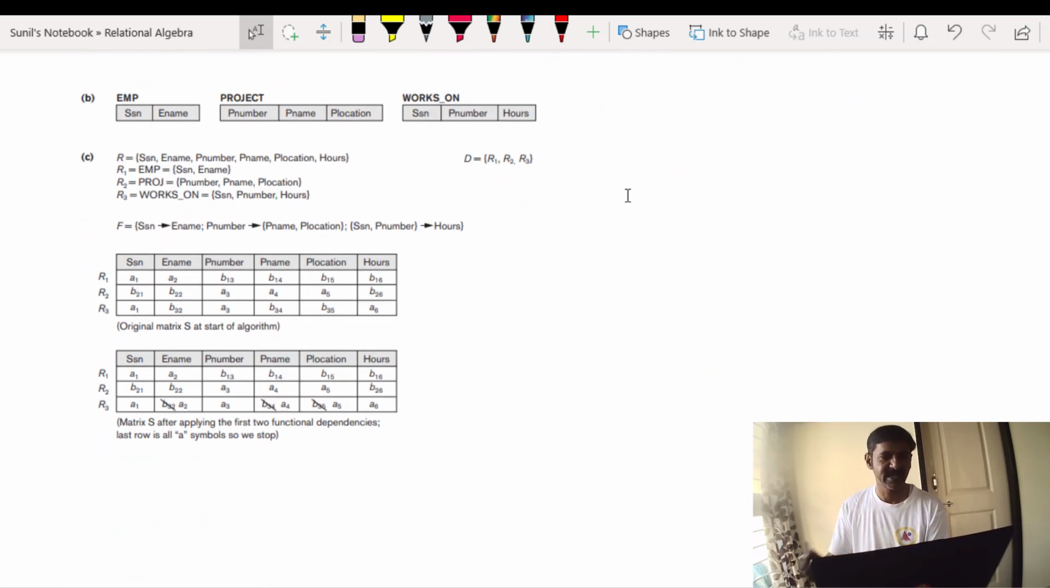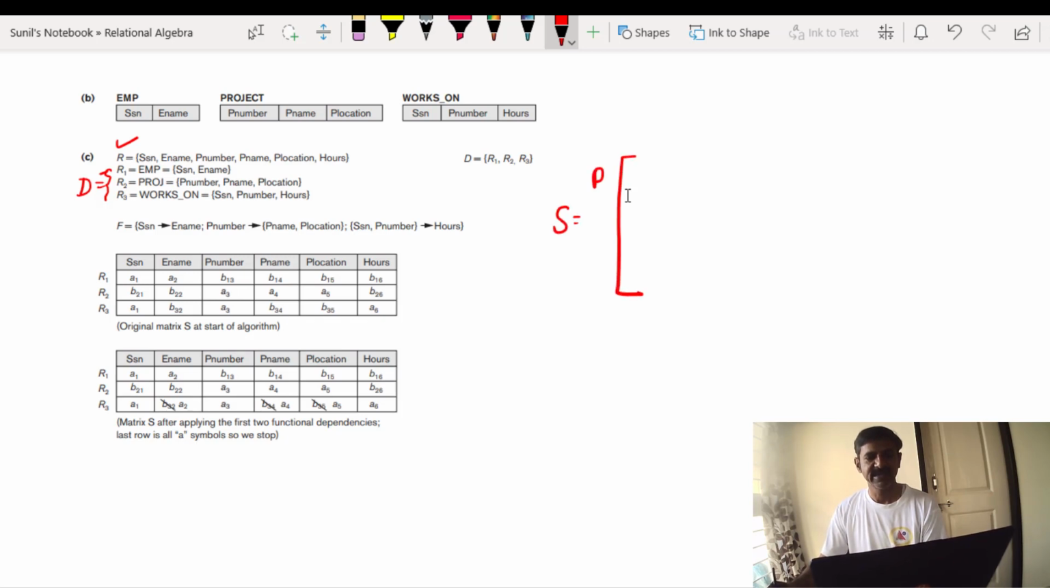So let's come to the example quickly. As you can see here, we are given a universal relation R and its decomposition D. So D has three subrelations R1, R2 and R3. So let us form a matrix S. How many rows are there in this matrix? There will be 3 rows, as many as the number of decompositions. And how many columns will be there in this matrix? Equal to the total number of attributes in the universal relation. So R would be given to you.